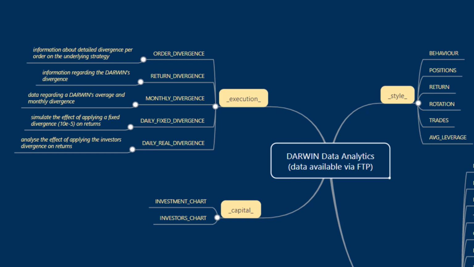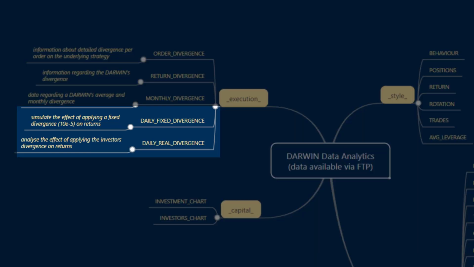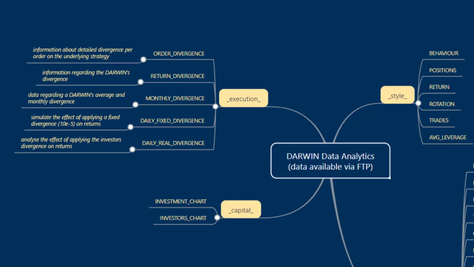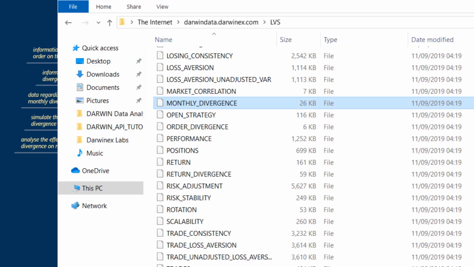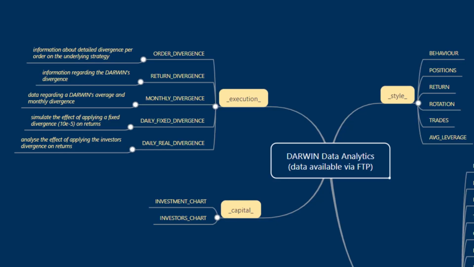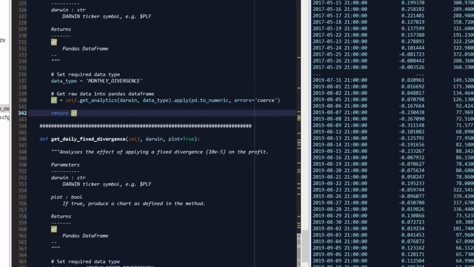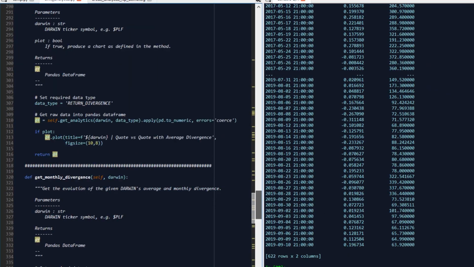Daily fixed divergence is a time series that simulates the effect of applying a fixed level of divergence on returns, and daily real divergence analyzes the effect of applying the actual investor's divergence on returns. To access these two pieces of data from the FTP data repository, we need to go back into our Python class, and here we need a few things as before.